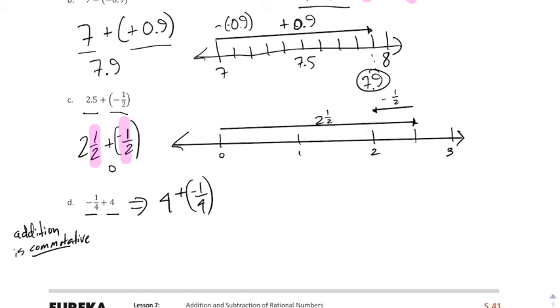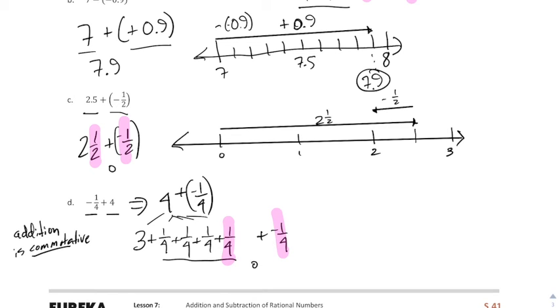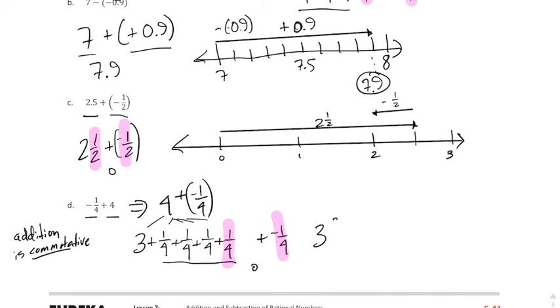I don't know about you. 4 plus negative 1/4. I'm going to go ahead and break down my 4 into 3 and 4/4. 3 plus 1/4 plus 1/4 plus 1/4 plus 1/4. There I've got 1, so my 3 and my 1 makes 4, and then I am adding negative 1/4. See that I've got a quarter and a negative quarter. I make a 0, so I'm left with 3 and 1, 2, 3/4.